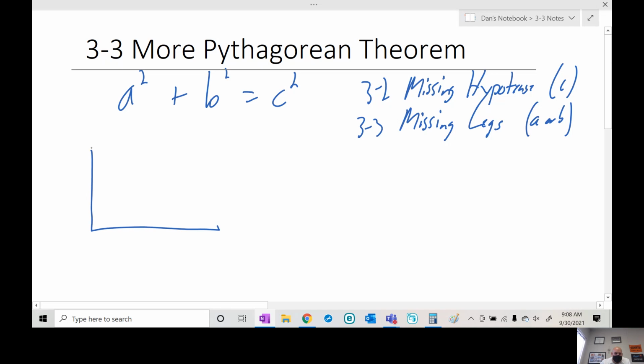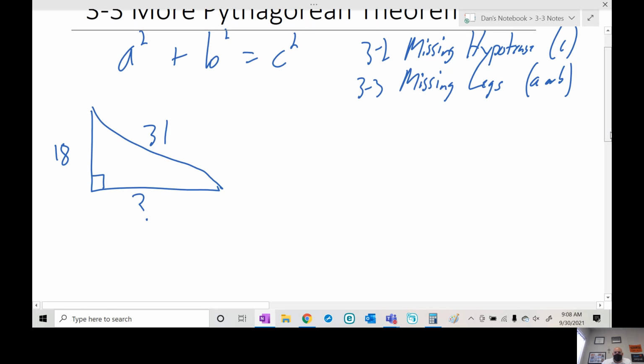We'll have our triangle. We'll have our right angle right here. We'll say this is 18. This is 31. And we don't know what that leg is. So again, the difference was before the hypotenuse was missing. This one, the C was missing. Now it's either A or B that is missing. So when we set these up, we're going to write like this: a squared plus 18 squared equals 31 squared.